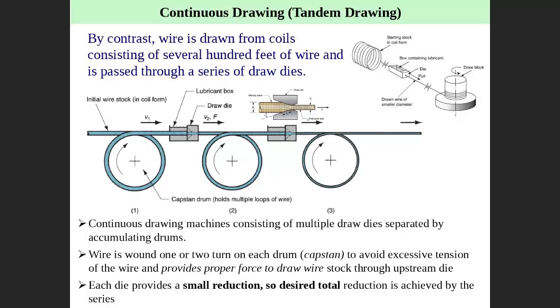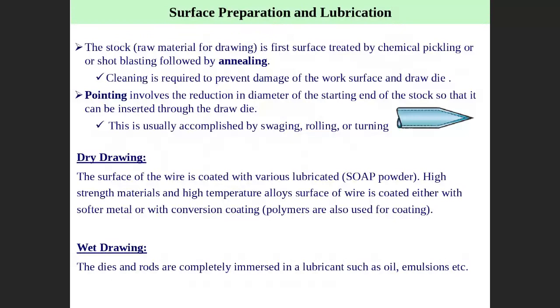Okay, so this is a wire. This is the wire diameter. You make a small reduction, small reduction, small reduction, but finally you get the desired dimension at the end of the process.